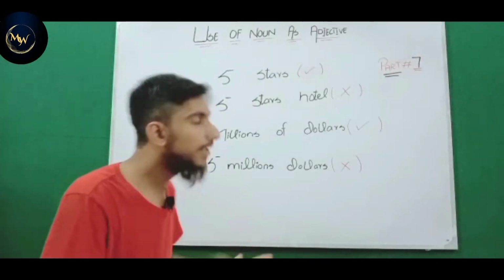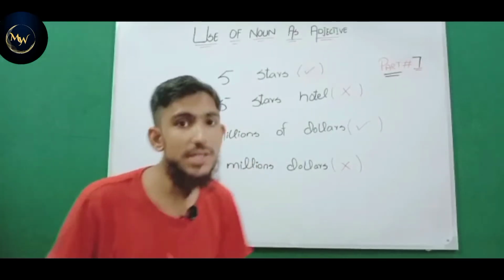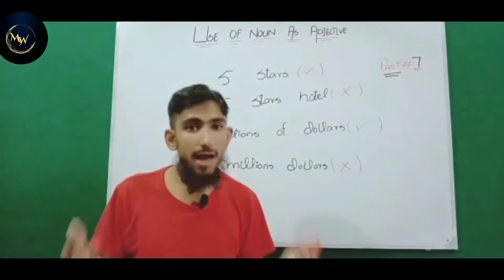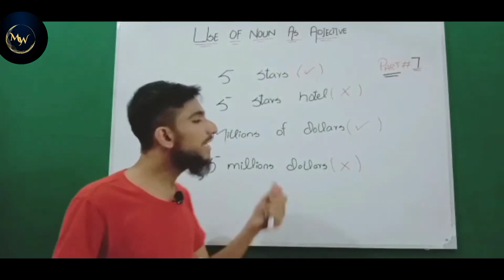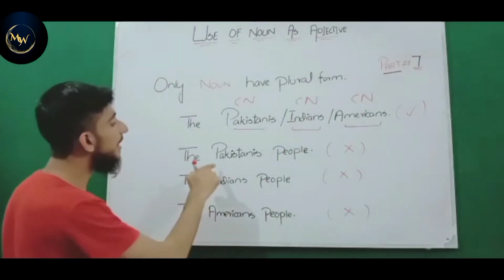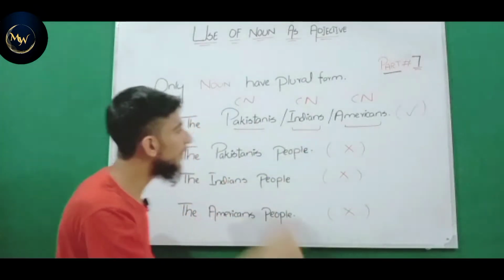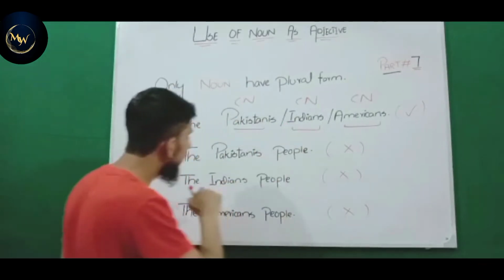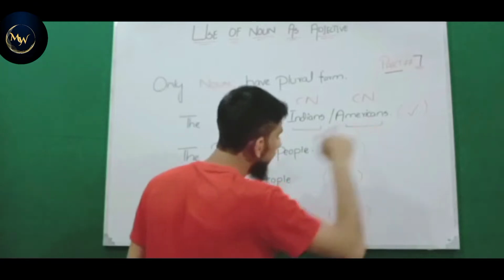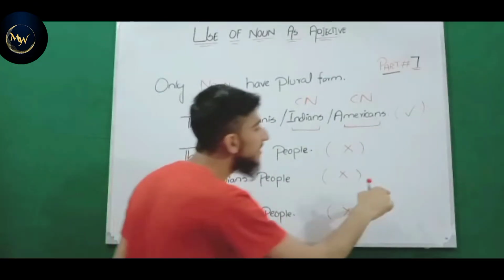Stars is right, then 5 stars hotel is wrong. Why? If millions of dollars is right, then 5 millions of dollars is wrong. Why? If the Pakistanis is right, then why the Pakistanis people is wrong? If the Indians is right, then why the Indians people is wrong? If the Americans is right, then why the American peoples is wrong?